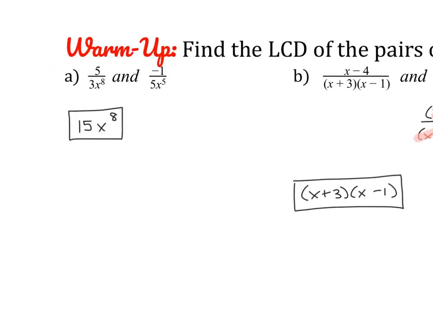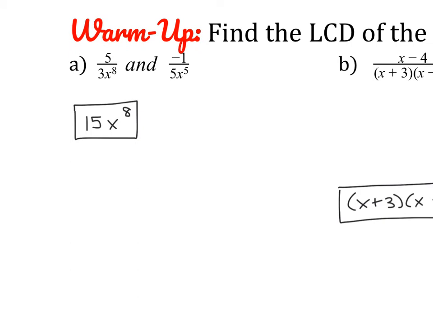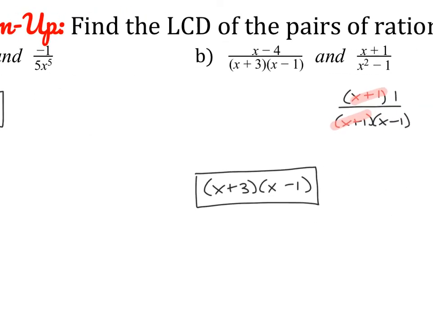So for part A, again we can start by finding the LCD of their constants. So 3 and 5 gives us a common multiple of 15. And then if we have x to the 8th and x to the 5th, the LCD is going to be x to the 8th because it's always going to be the larger power, so it works for both. So 15x to the 8th.